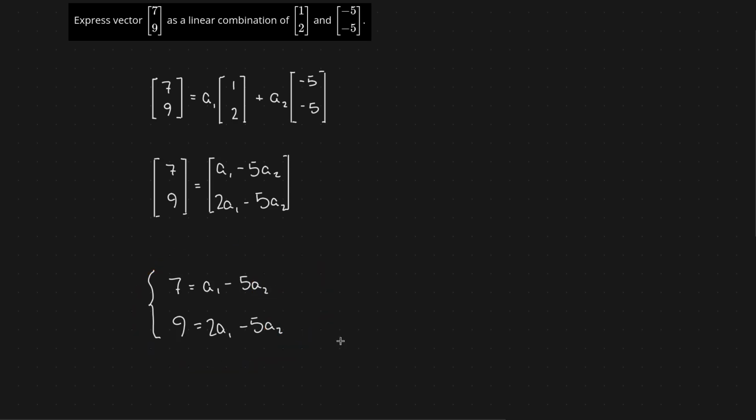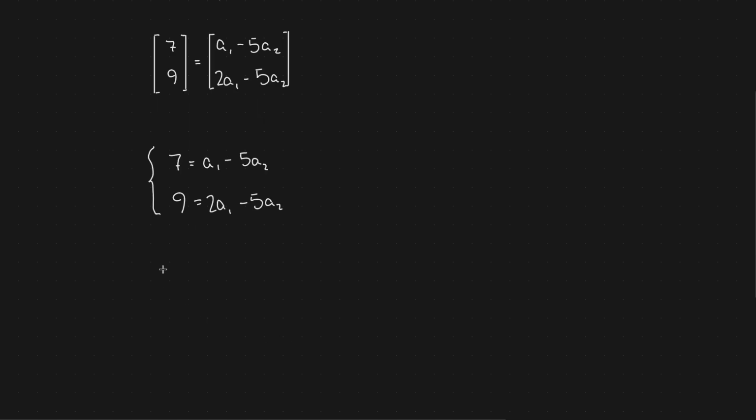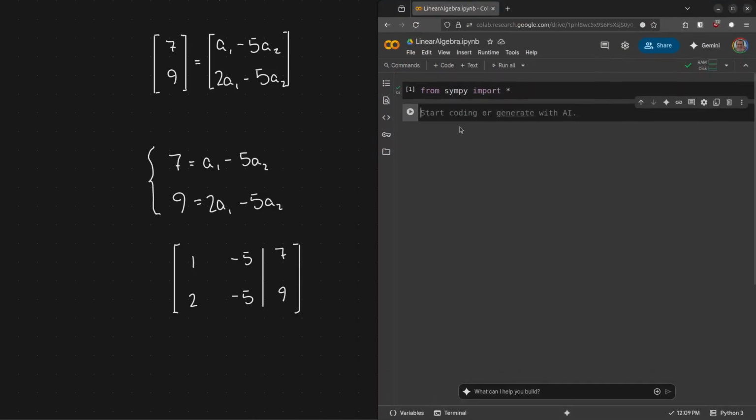All right? So to solve the system, I'm going to express the system as an augmented matrix. The coefficient matrix is just the coefficients on the variable side of the equation. So I get 1, negative 5, 2, negative 5. And then the augmented part is 7, 9. And now to solve this, we want to get this into reduced row echelon form. To do that, I'm going to use our computer.